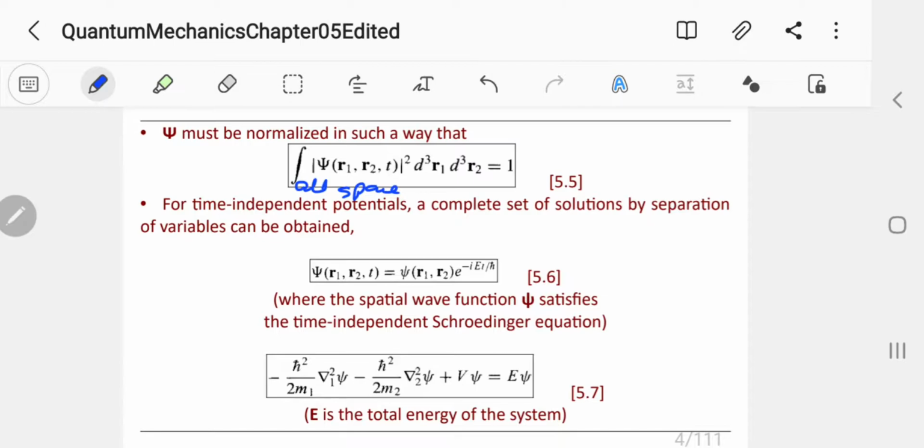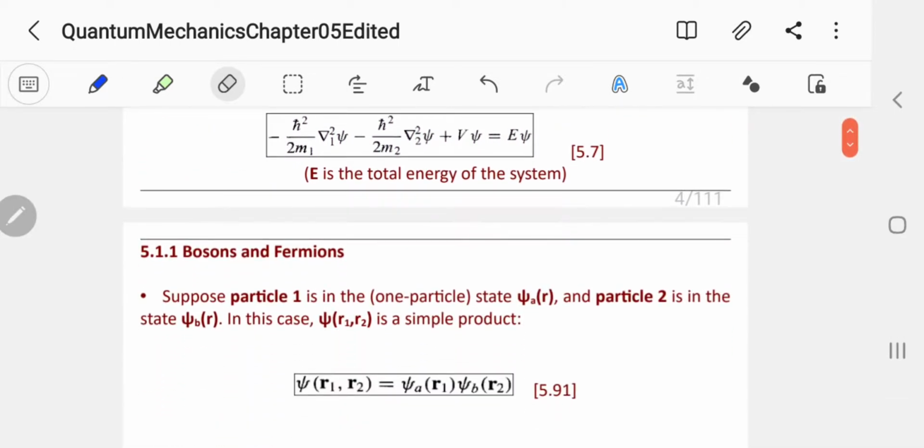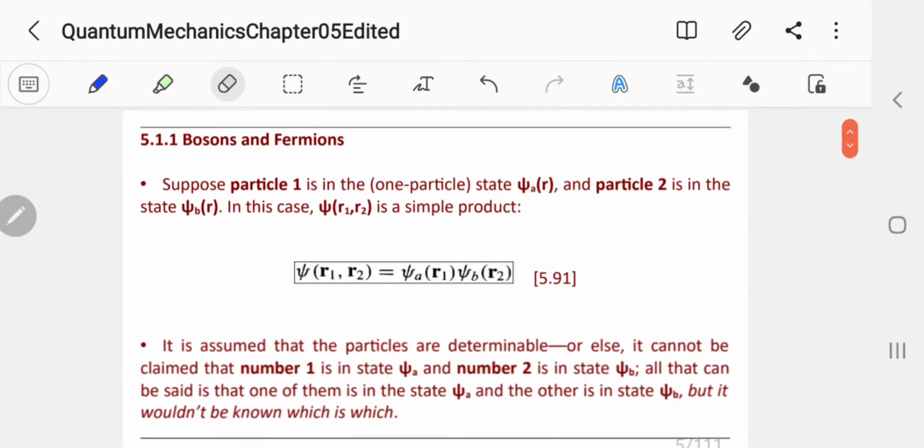We can separate the variables, the space and the time. The first part of the wave function would just be a function of space, and then we have a function of time, the exponential, the solution to the differential equation that depends only on time. So now you have a time-independent Schrödinger equation, which is this one, for a two-particle system.